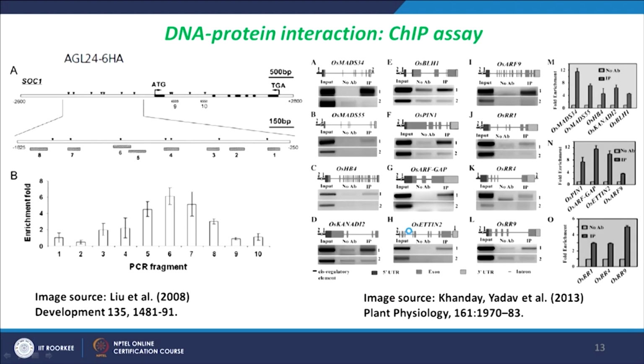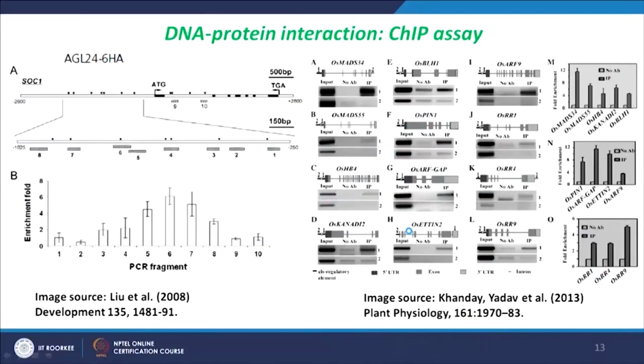Okay. Then the ChIP assay, as I said, is very important. So, chromatin immunoprecipitation, you can do at the gene level or at the global level, the way you want. Here you have putative binding sites. So, what you do is allow your protein to bind to the chromatin.